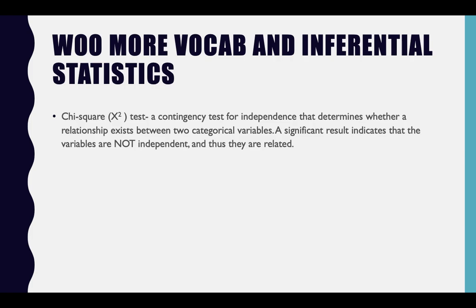And then there's a chi-squared test, or capital X squared. That's a contingency test for independence that determines whether a relationship exists between two categorical variables. A significant result indicates that the variables are not independent and thus they are related.